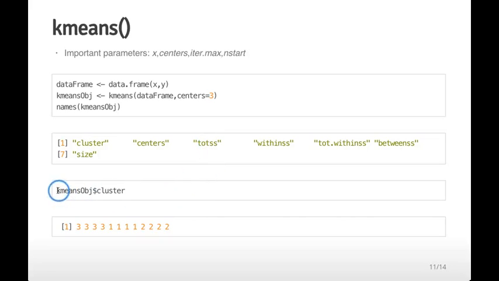And so the cluster component of the k-means object tells you which cluster each data point has been assigned to. So the first data point was assigned to cluster 3, as the second and the third and the fourth. And then the 5th through 8th points were assigned to cluster 1, and the 9th through 12th points were assigned to cluster 3. This is good because they were generated such that the first 4 points came from one cluster, the next 4 points came from the next cluster, and so forth.